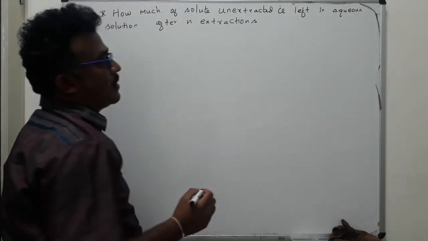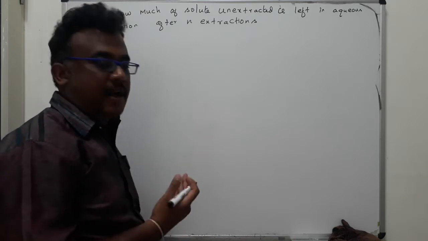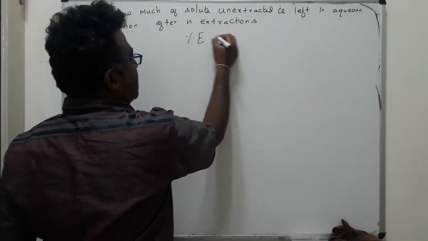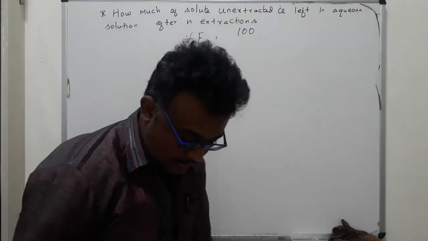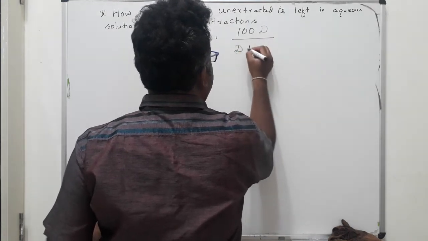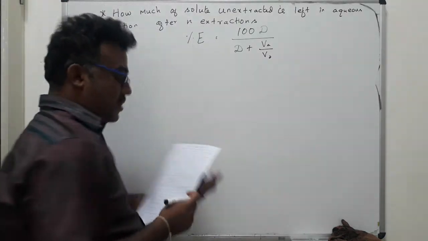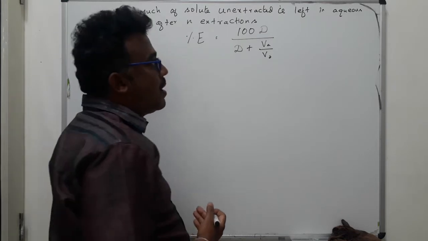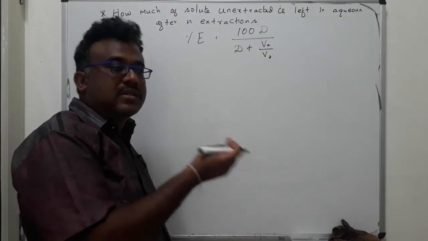For that, we are going to derive an expression which will directly relate. Of course, in the previous class, whatever equation I have given, percentage of extraction is equal to 100 D by D plus VA by VO. We have given this equation. Of course, this equation can be used for n number of extractions also, but now we are going to derive an equation which can be used as a single equation.